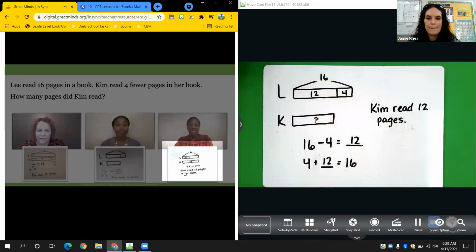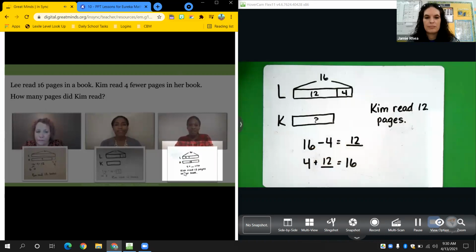The next sentence says that Kim read 4 fewer pages in her book. For me, in my head, I thought about a number line and I represented 4 being on the left of Lee's tape. So here I represent the 4 fewer. So then I need to figure out how many pages Kim read in her book. Well, I knew that 4 plus some equals 16. So I counted on and I got my answer of 12. So I made a model for Kim's tape and Kim read 12 pages in her book.